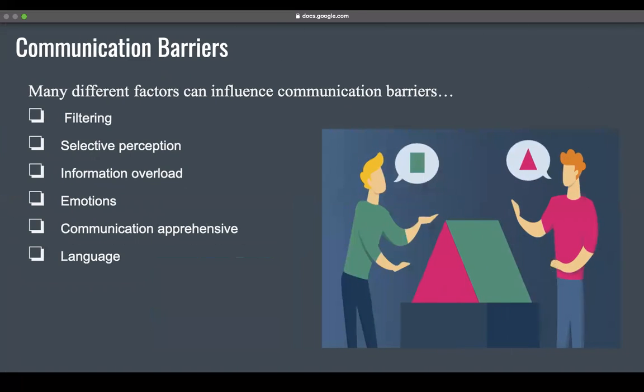Transitioning to communication barriers in cultural context. Filtering is the act of communication where the person giving the information adjusts the message to make it sound more pleasing to the receiver.